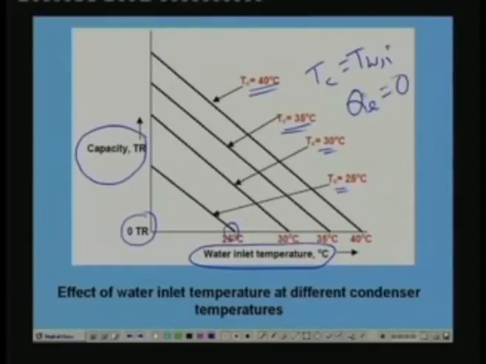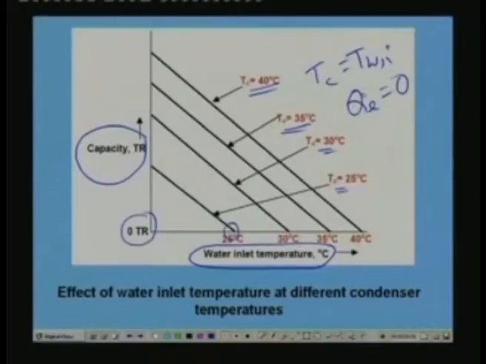This is obviously 0 because once the cooling water temperature is the same as the condenser temperature, no heat rejection can take place from the condenser. Since no heat rejection can take place, there will be no condensation. Once there is no condensation, there won't be any liquid mass flow rate, right? As a result, there won't be any refrigeration capacity. That is the first observation.